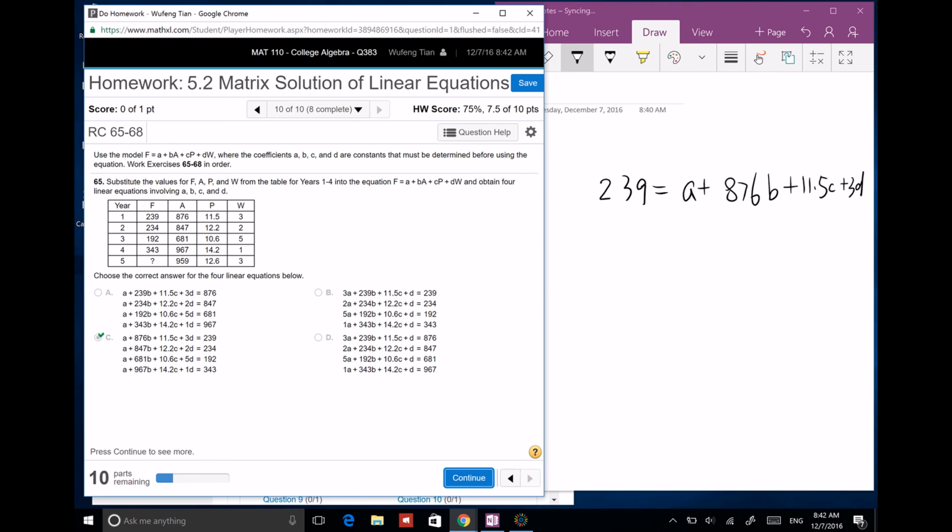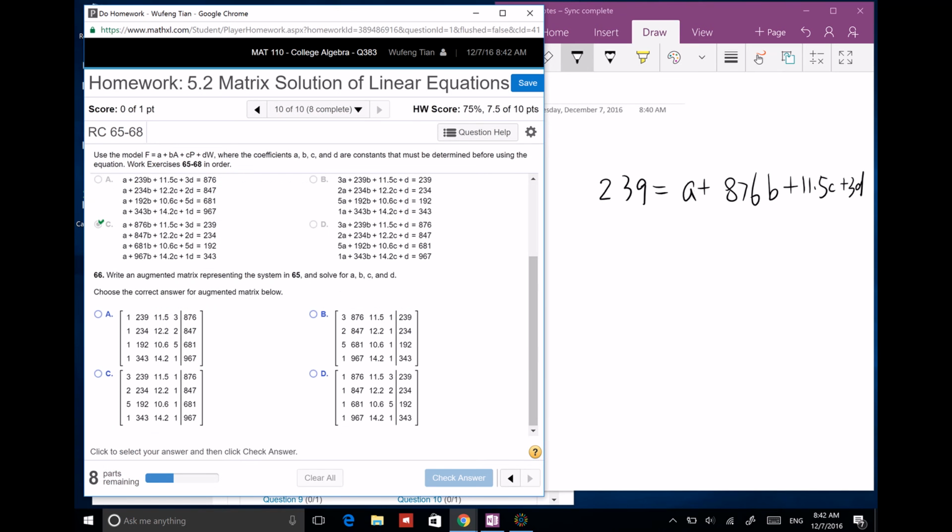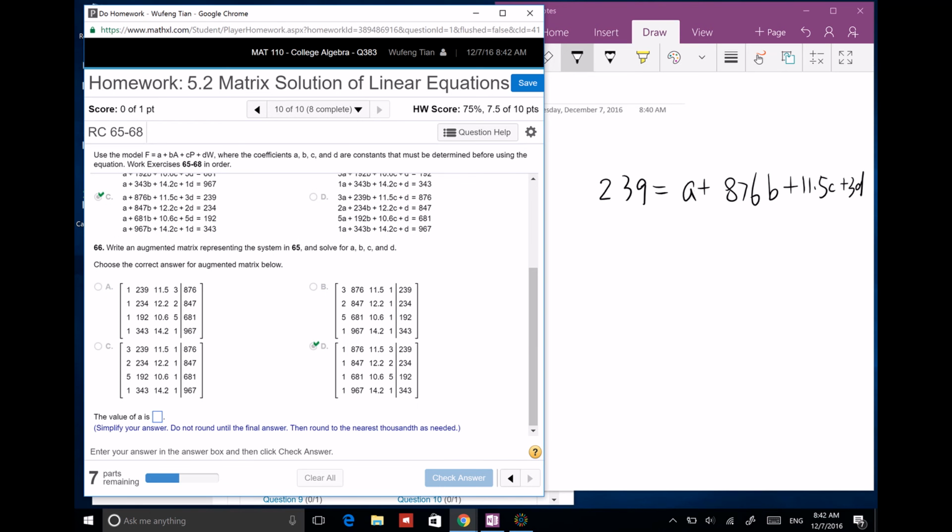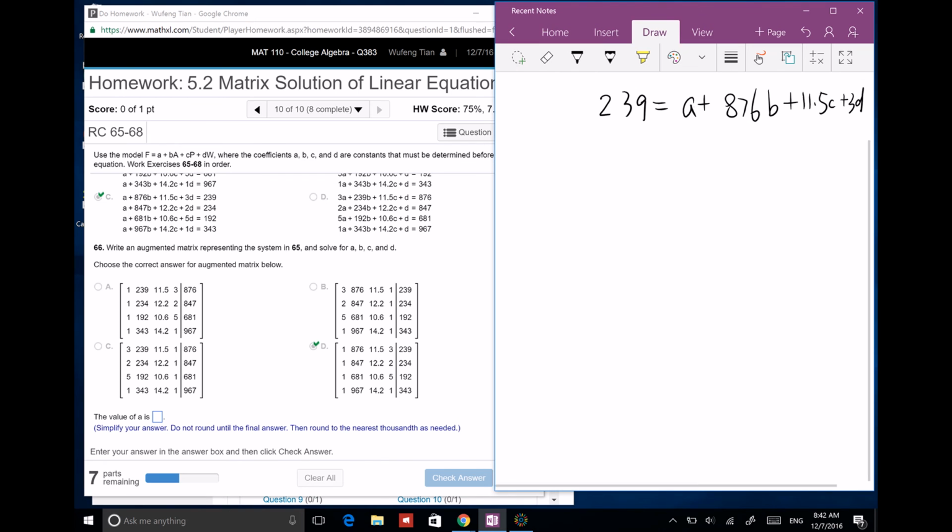Okay, continue. And you solve this one with an augmented matrix. So you put 1, 1, 1, 1, 1, 1, so it's this one, this one, this one. And the value of A is what? So you have 1, 2, 3, 4. Then you solve for A. Okay, the value of A, simplify answer, the final answer. Okay, this is the 4-dimensional matrix.